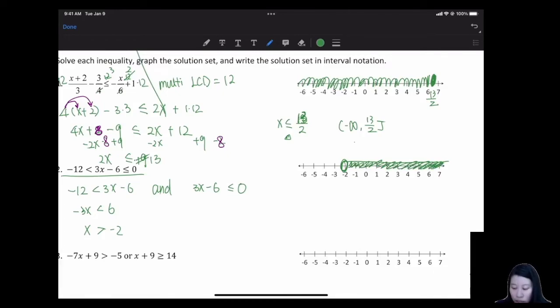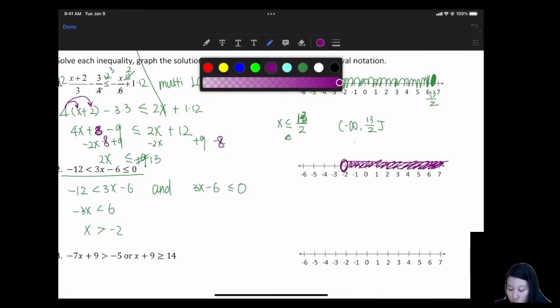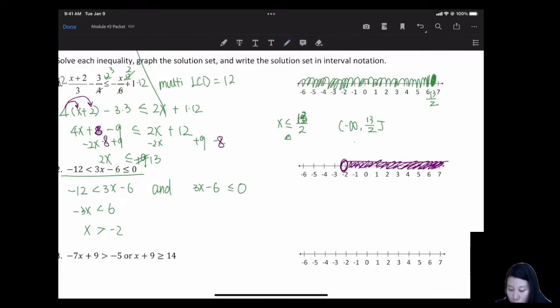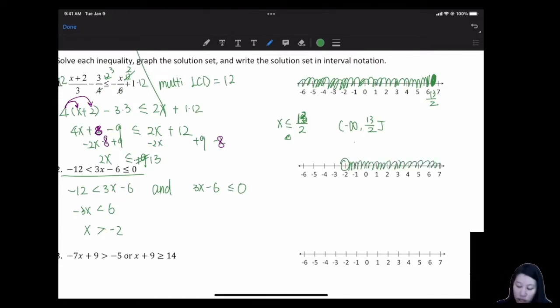Okay, now let's solve the second part. I was about to use the purple one, but now it's messed up. Let me erase these and just use the green one. So greater than negative 2, but not including negative 2, so you need to have a circle at negative 2.